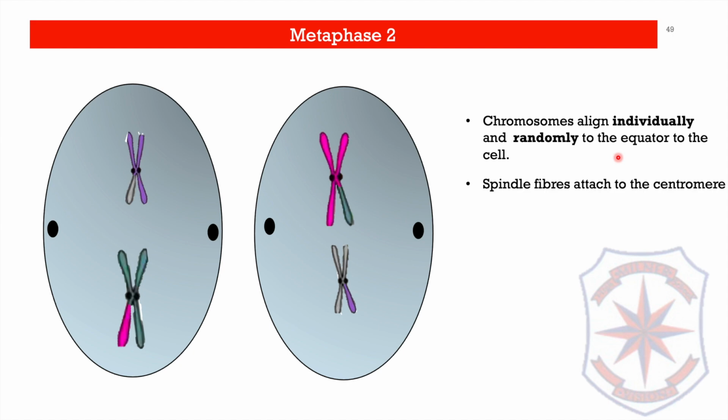The second thing that happens is that spindle fibers attach to the centromere of the individual chromosomes. Remember, guys, the job of the centrioles is to produce spindle fibers. So let's check the spindle fibers. They are forming and attaching themselves to the centromeres of the individual chromosomes. In the second cell, they are going to form and attach themselves to the centromeres of the chromosomes. And just like that, metaphase 2 is over and done with.